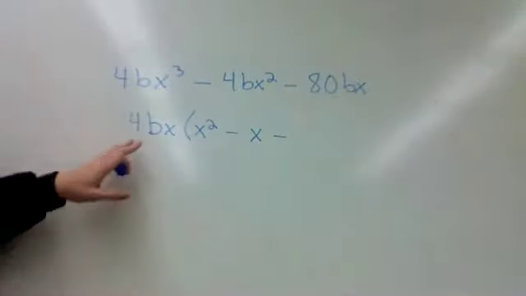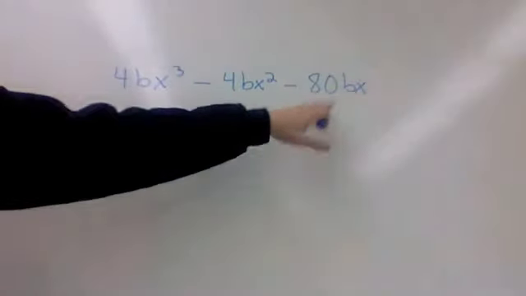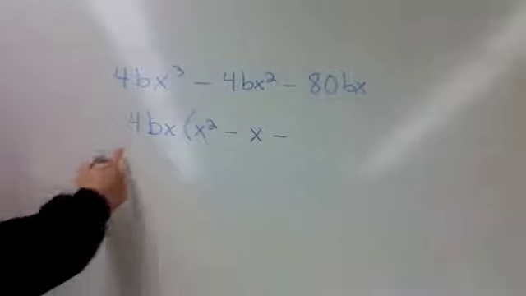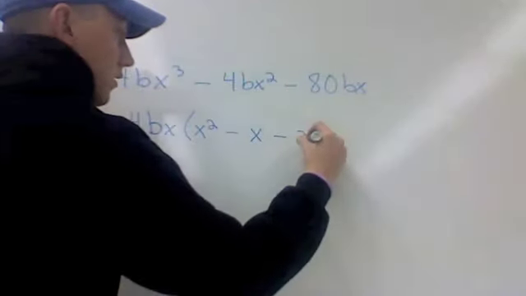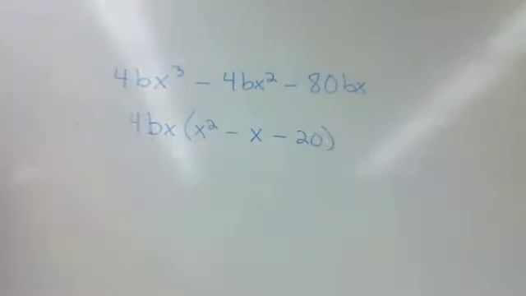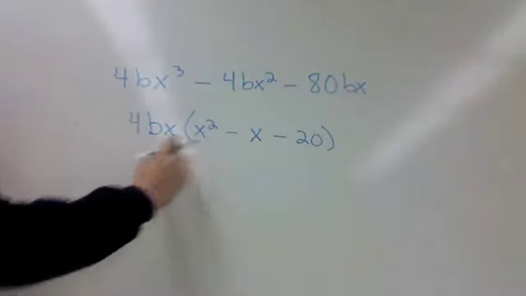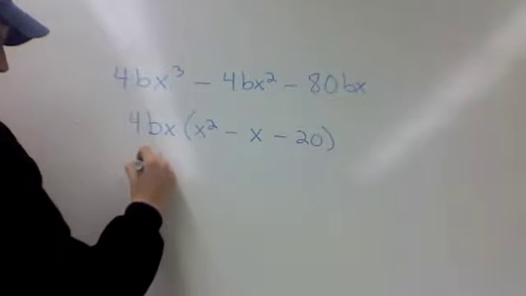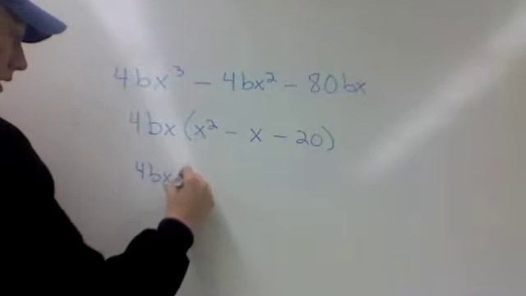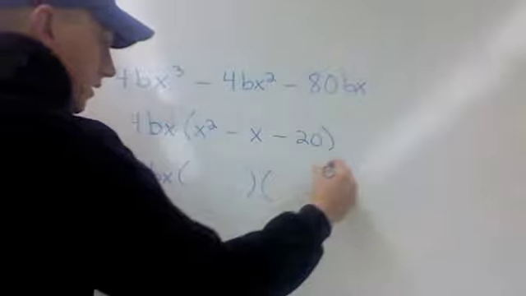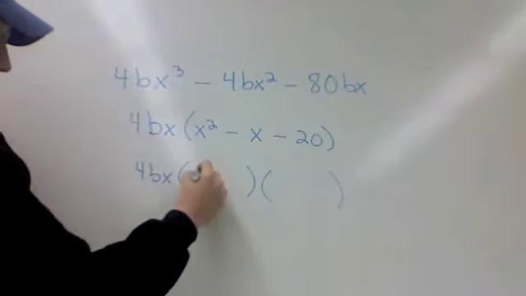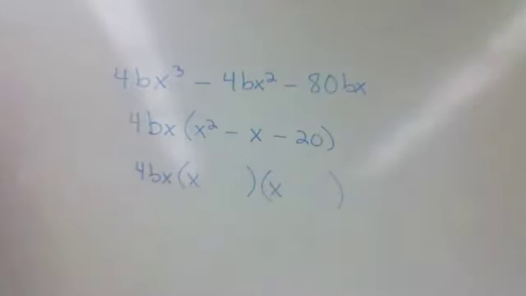Take another minus. And then what times 4bx is going to give us 80bx? And we see that 4 goes into 80 20 times. So now we're at this point. Now we're going to factor x squared minus x minus 20. So again, we're going to write out our 4bx, create our parentheses here. We'll start off just like we do with all of them, and we're going to put our x in.